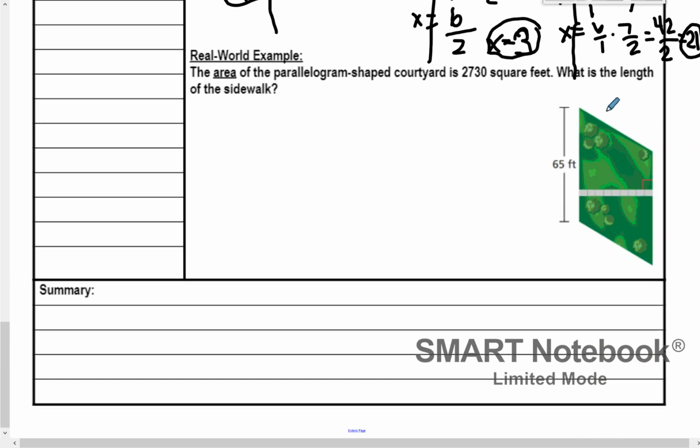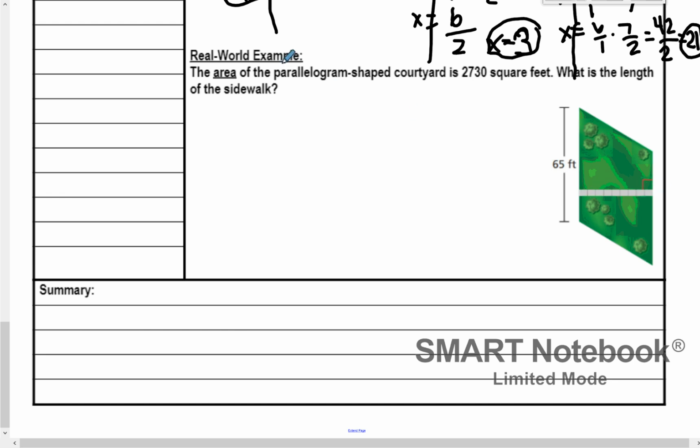Last one. The area of a parallelogram shaped courtyard, so like a grassy area, is 2,730 square feet. We want to know what is the length of this sidewalk. So we want to know what is this length right here, that gray little sidewalk.